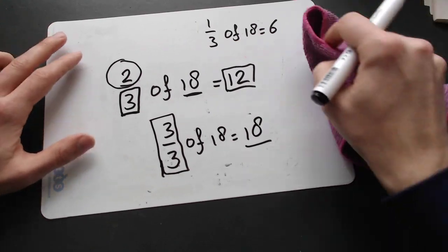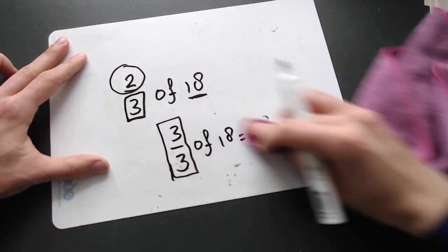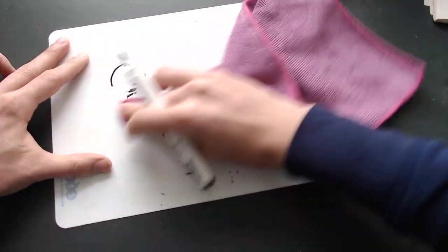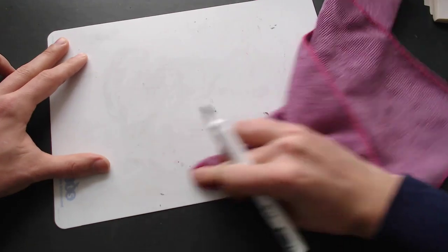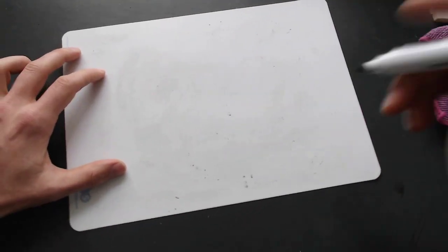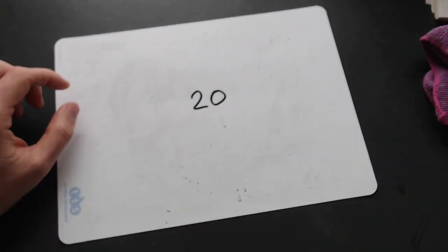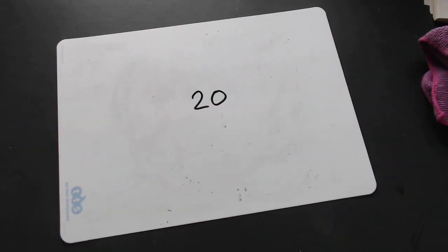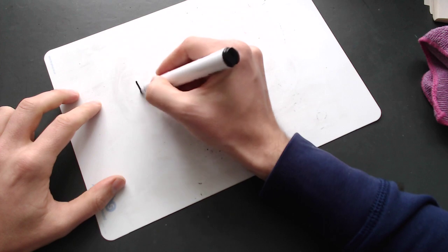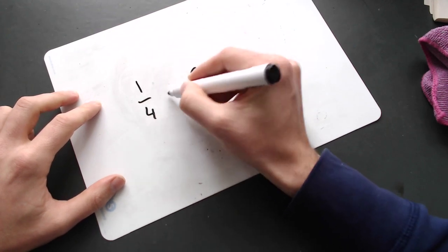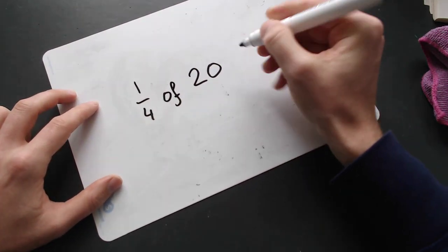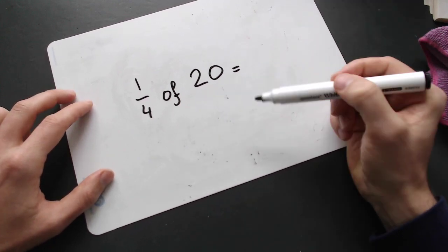Okay, let's try something else. Let's say we're getting 2 new students in the class. So now we no longer have 18 children, but we have 20 children. So my new number is 20. And a quarter of the class can go outside. So a quarter of 20.